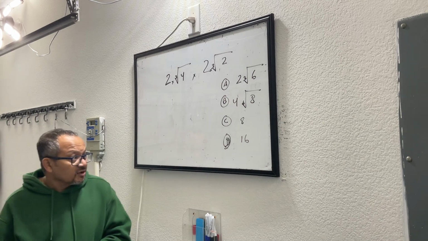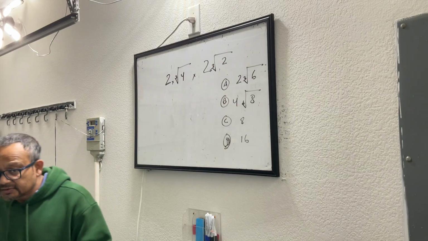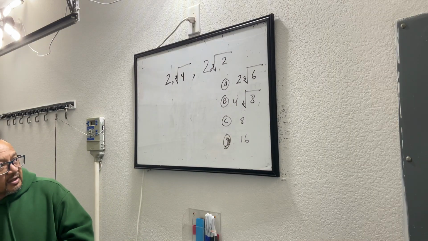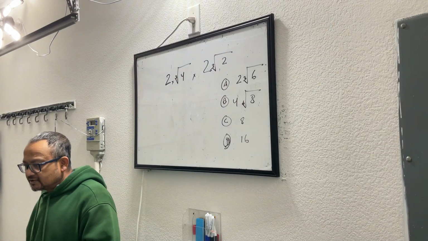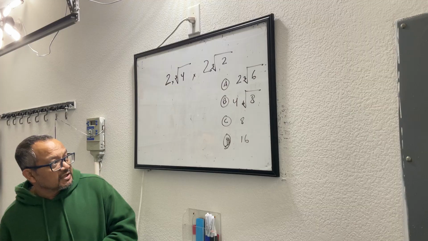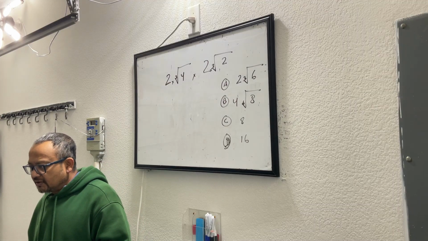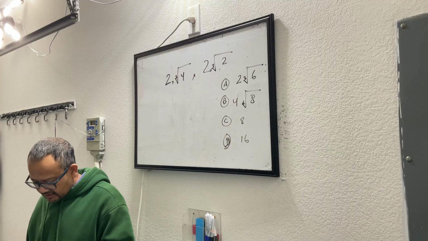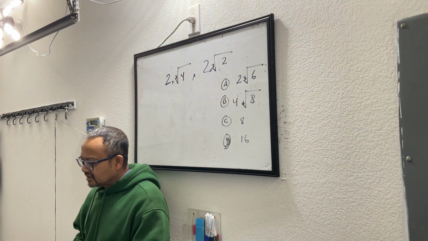Yes, Praneet, what did you get? 8. Okay, we'll see. Jenna, I got C. You got C, that is 8. I will wait for 2 more minutes for everybody else to give it a try.